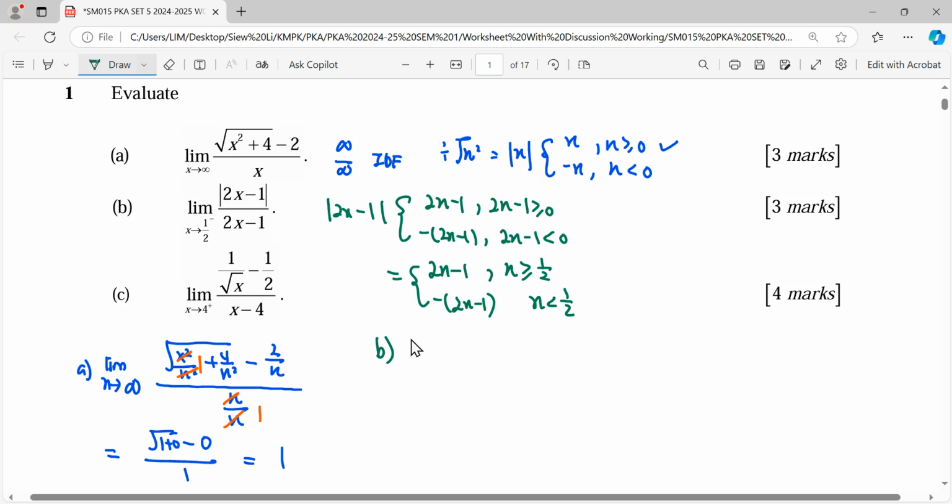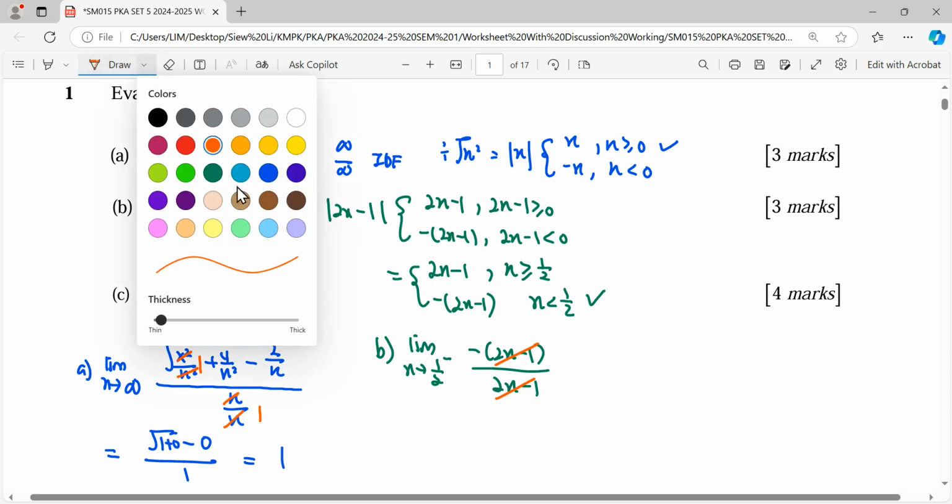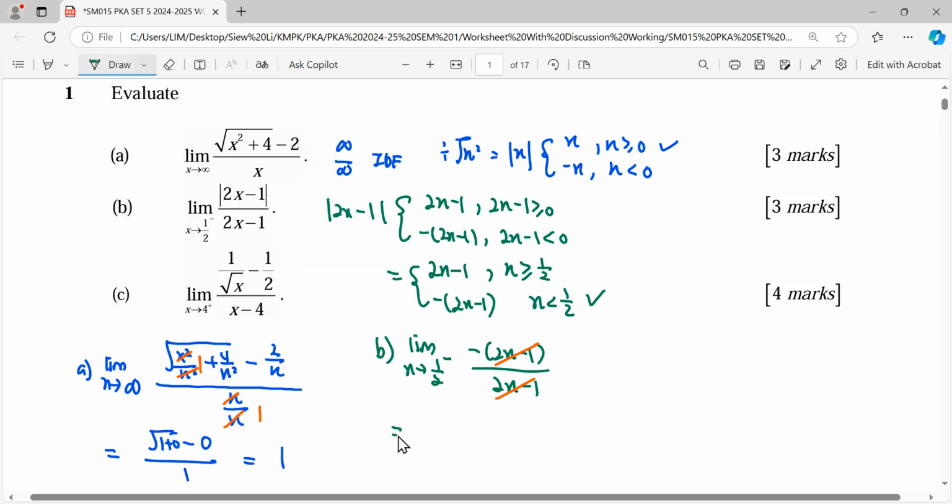So for question B, as x approaches 1 over 2 from the left hand side, meaning less than 1 over 2, our modulus function should be picking the negative function. And then from here we can notice that this function can be simplified. Remaining is 1. So finally we get negative 1.